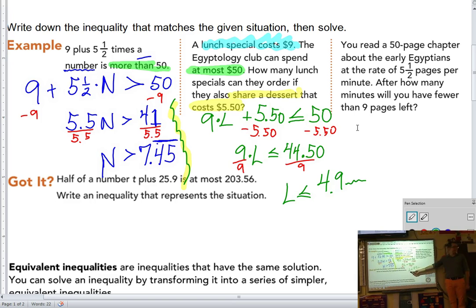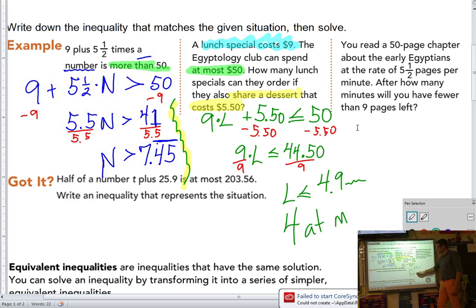If L is less than or equal. Andrew, what were you going to say? We can get 4. 5 will not work. It's not less than. So if it asks how many lunch specials, we got 4, and that's improper grammar. So I'm going to fix that. So we could say 4 at most.